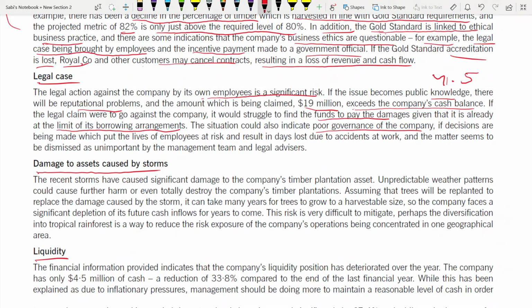Of the company. If the decisions are being made which put the lives of the employees at risk and result in days lost due to accidents at work, we clearly saw that there are some days which are lost due to accidents. Okay, and the matter seems to be dismissed as unimportant by the management team and legal advisors. So you can talk about corporate issues also, the corporate governance. If you are having a poor governance in your company, for example, the management does not take the health of the employees very important, they take it very lightly. Okay, that the days are lost due to the accidents at work, they don't think it's important. So if they have such poor governance, this also could be an issue, that why the employees are going against the company, legal case.